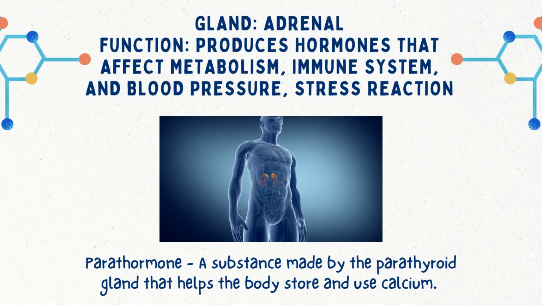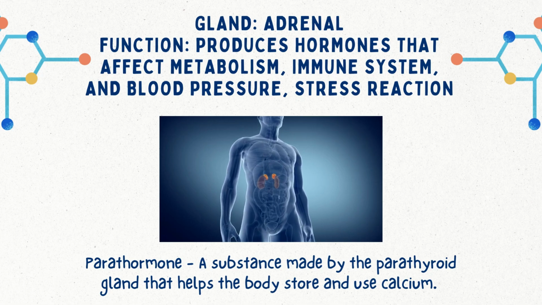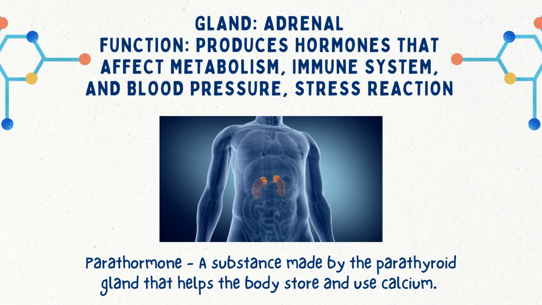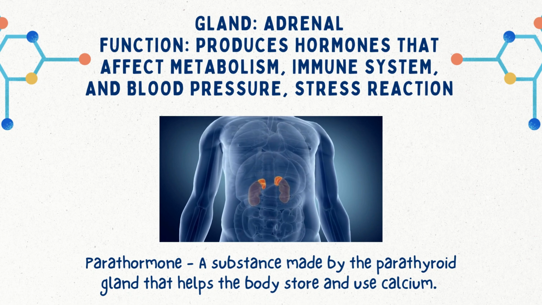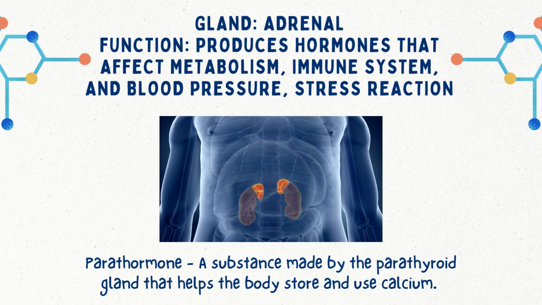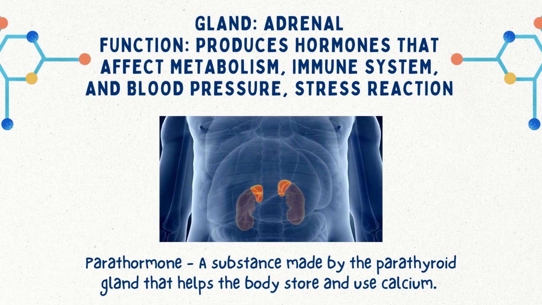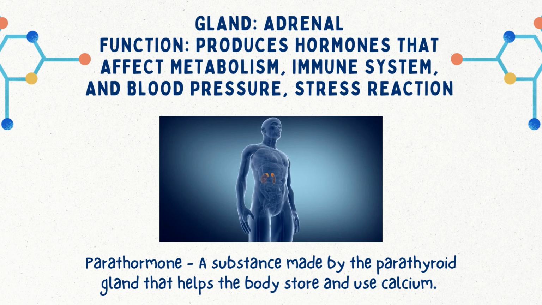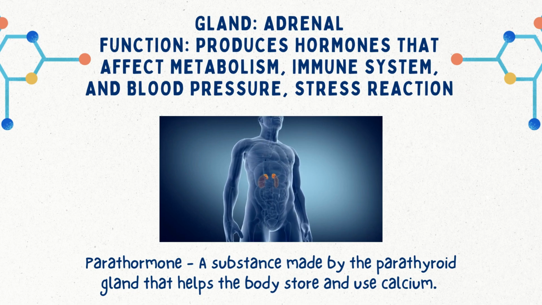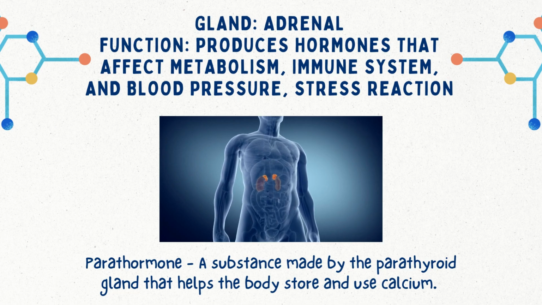Another gland in the endocrine system is the adrenal gland. Its main function is to produce hormones that affect metabolism, immune system, and blood pressure, and also stress reaction. One of the hormones that it releases is parathormone. It is a substance made by the parathyroid gland that helps the body store and use calcium.